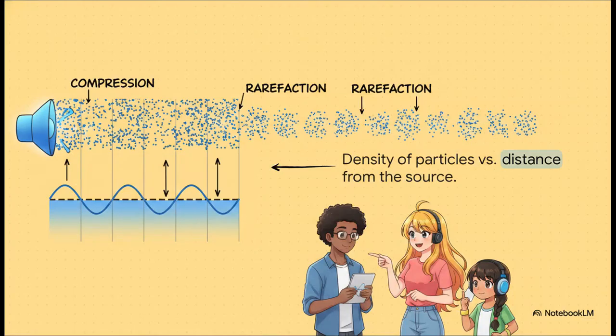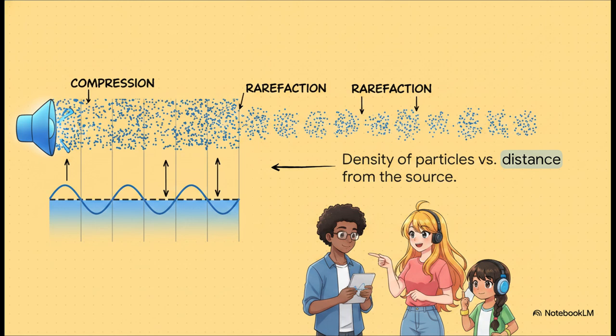So what does a sound wave actually look like up close? When an object vibrates, it shoves the air particles right next to it, crowding them all together. We call this crowded, high-density area a compression. As the vibrating object pulls back the other way, it creates a spread-out, low-density area called a rarefaction. Sound travels outward as a continuous, alternating series of these compressions and rarefactions.